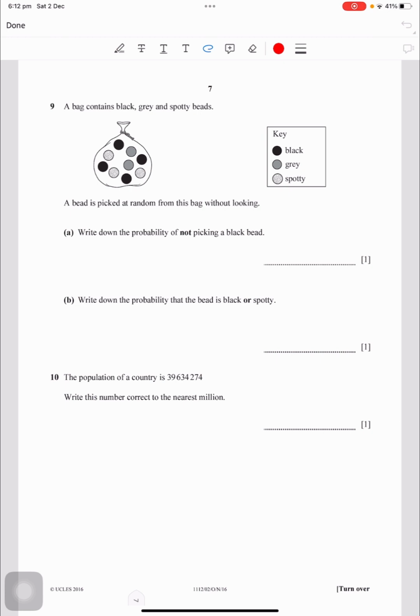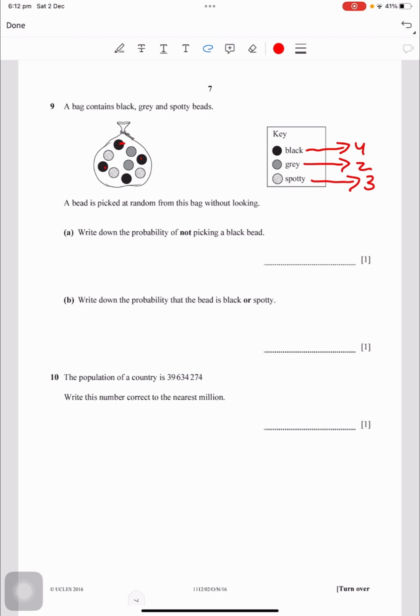Okay, so first, as you can see, there's 1, 2, 3, 4 black beads. So here we can write 4 black beads. And gray beads, there are 1, 2. So there's 2 of those. And for spotty beads, there are 3 of them. So now we have to write down the probability of not picking a black bead.